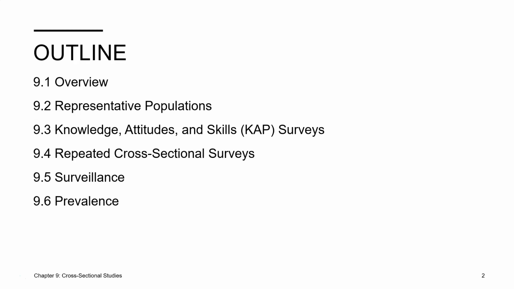Here's an outline of the chapter. Section 9.1 is an overview. Section 9.2 covers representative populations. Section 9.3 covers knowledge, attitudes, and skills surveys, or CAP surveys, as some people call them. Section 9.4 covers repeated cross-sectional surveys. Section 9.5 covers surveillance, and Section 9.6 covers prevalence.